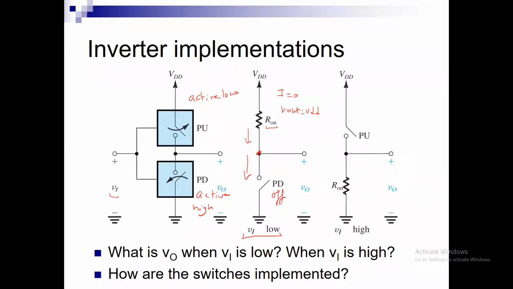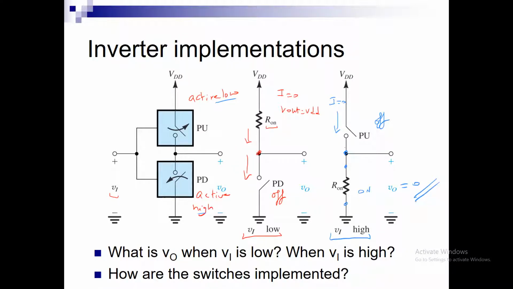Now, when the input is high, the pull up will be off because it is active low, and the pull down will be on because it is active high. So I will have the output isolated from VDD, but connected to V out by a resistor, and by virtue of the current being equal to 0 flowing between VDD and ground, the voltage drop will be 0 across R on, and V out will be equal to 0.